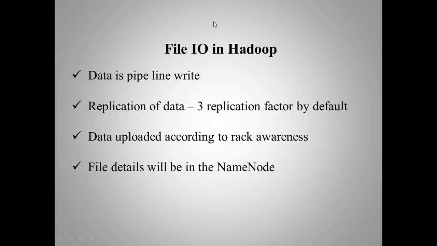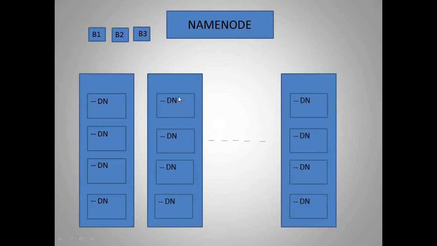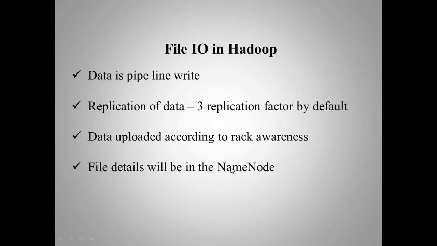So here you can see what a rack is. A rack is nothing but a group of servers. So these are all the servers. That's what a rack is. There is something called rack awareness that comes by default with Hadoop. We'll talk about this rack awareness within a few minutes. And the file details will be present in the name node. So this is the very basic one.